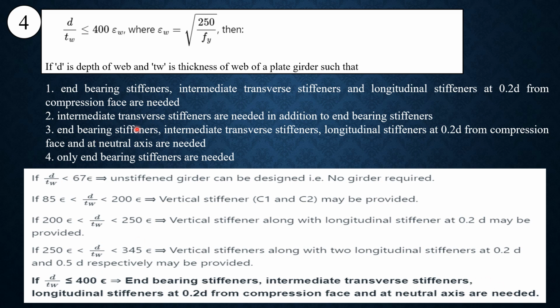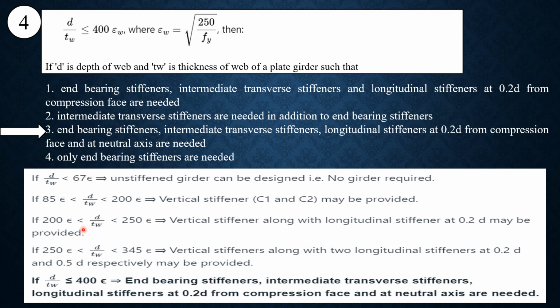Okay, so here option number third is correct. If that ratio of d by tw is less than 67 epsilon, then an unstiffened girder can be designed, that is, no stiffener is required. If that d by tw is greater than 85 epsilon but less than 200 epsilon, then vertical stiffeners C1 and C2 may be provided.